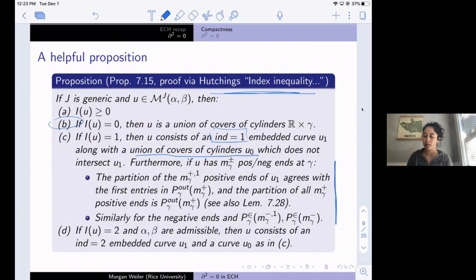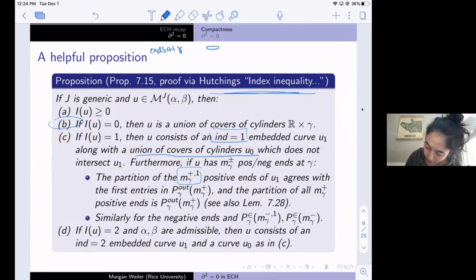So what do these say? I'm going to explain this now, and you probably won't remember it, and then we'll have to revisit this point multiple times to prove things later. So U has some number of positive and negative ends at gamma, and some of those ends are at the ends of this U1, and some of those ends are not. And so the conclusion of this proposition says that the partition of the positive ends of U1 agrees with the first entries in the outgoing partition of the total number of ends at gamma. So I'm just drawing just the ends at gamma.